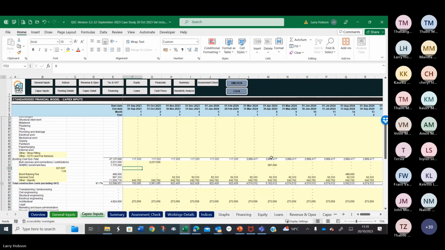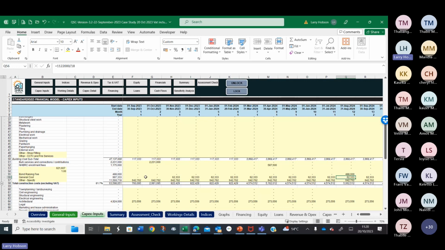Right. Forget about these numbers here. This is me playing around trying to make our case study flexible. I'm using those in the calculations. Bond raising fee, put that in here. We might not need the bond raising fee because we've got all those extra charges added onto our funding there, but I've just left this intact as it was presented to me. So that stays in there.